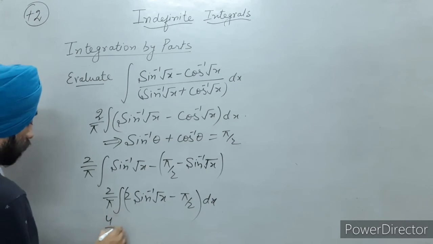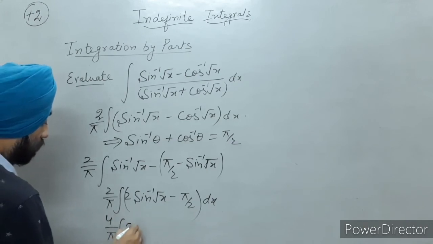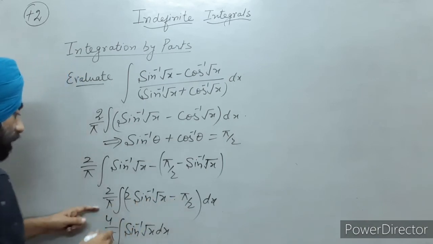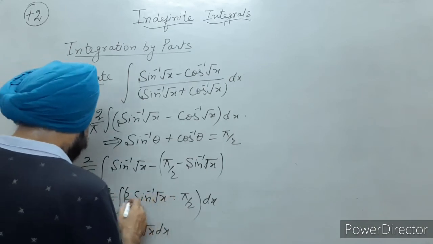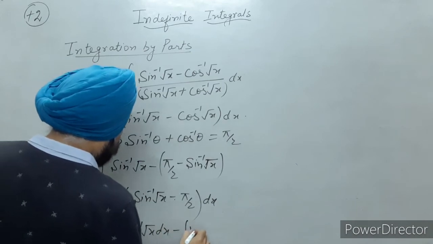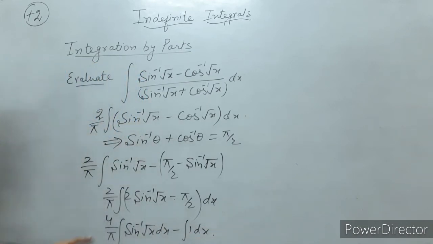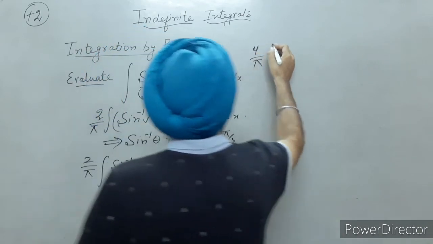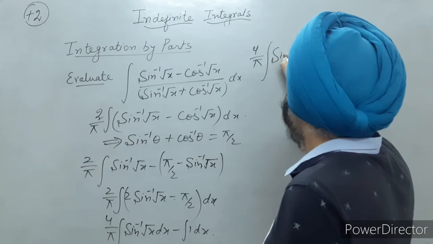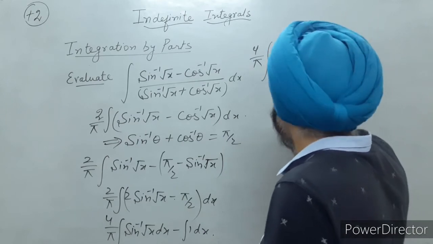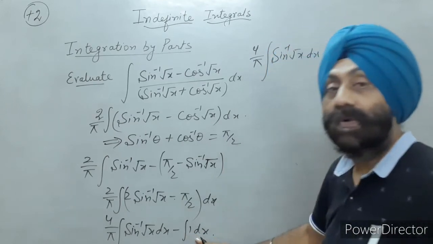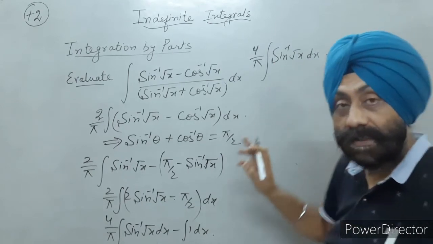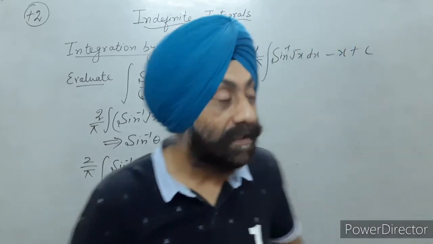Now 4 upon pi sine inverse under root x dx minus pi with pi goes, 2 upon 2 cancels, it is 1 dx. Now it is 4 upon pi, right? Integral of sine inverse under root x dx minus integral of 1, which is x plus c. Now sine inverse under root x, how to integrate it?